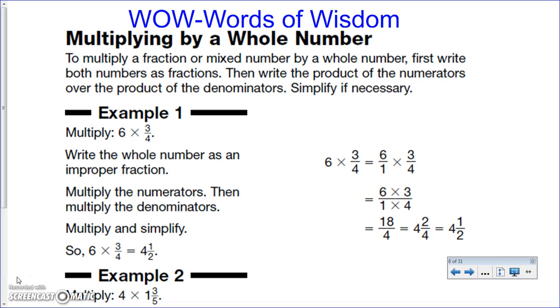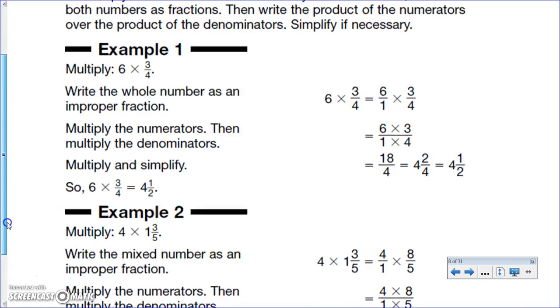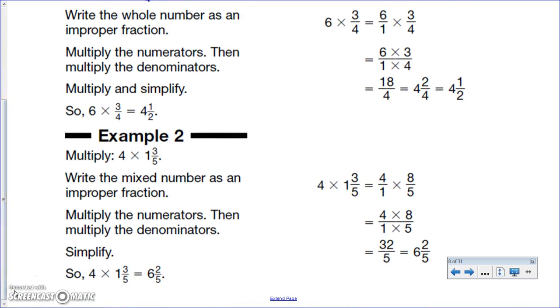Now we need to simplify to a mixed number. So we get 4 and 2/4, and then we need to simplify the fraction, so it becomes 4 and 1/2. For example 2, we're multiplying a whole number by a mixed number. So the first thing we have to do is write the mixed number as an improper fraction. So the denominator times the whole number, so 5 times 1 is 5, plus 3, the numerator, gets us 8, so we get 8/5 as our fraction.